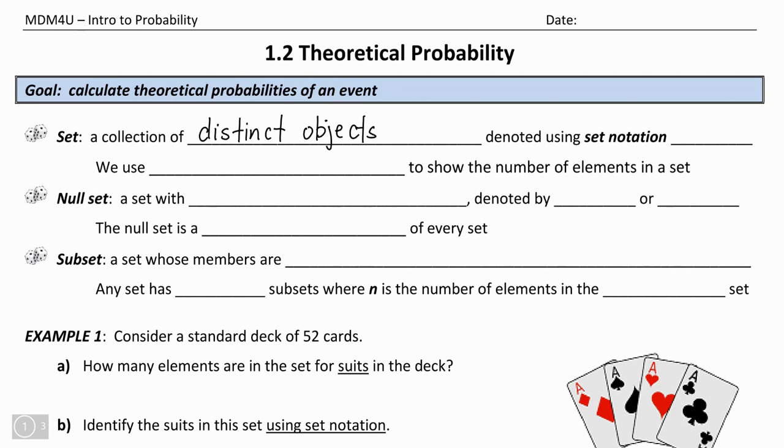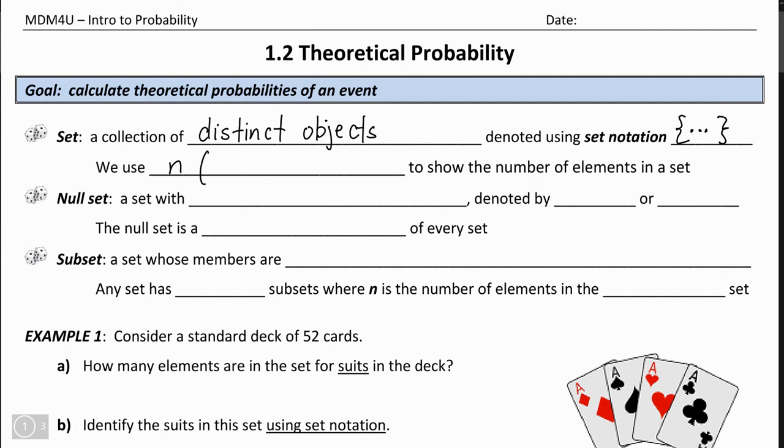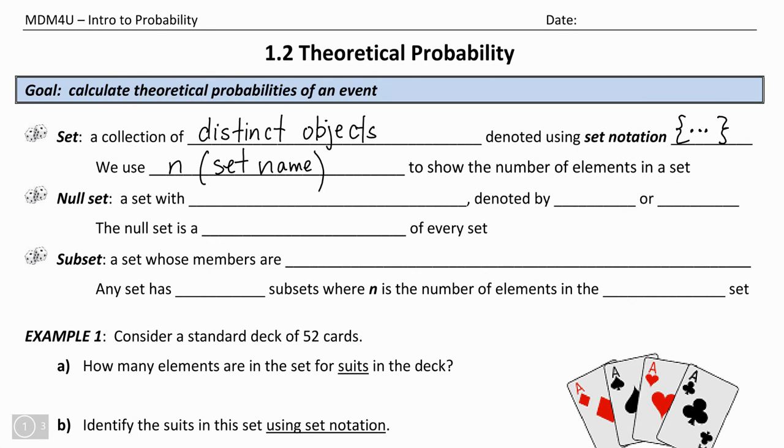And we denote a set using a new kind of notation. We call it set notation. Set notation involves using these curly brace brackets, okay, like this. And inside the curly brace brackets, you would put your set. I'm just going to use a ... to show that we're going to have something inside that set. And we use n, our set name, to denote the number of elements, or the number of objects, in a set.